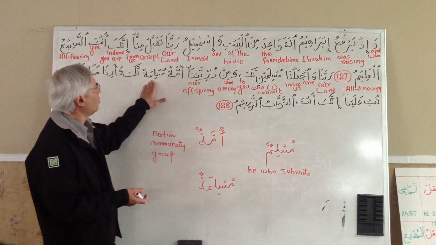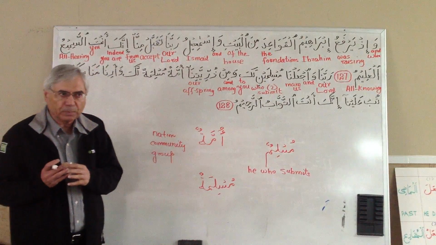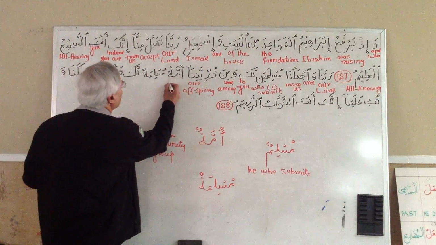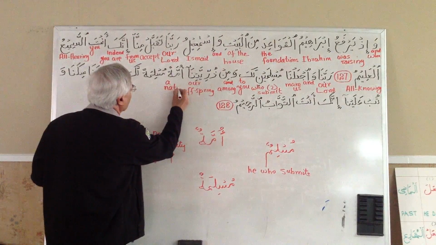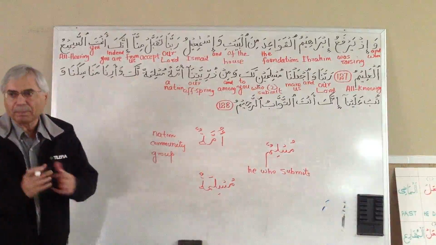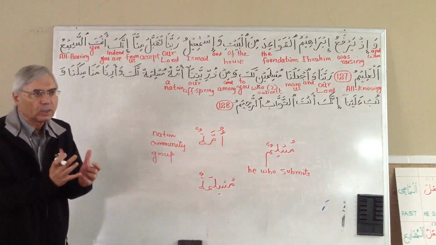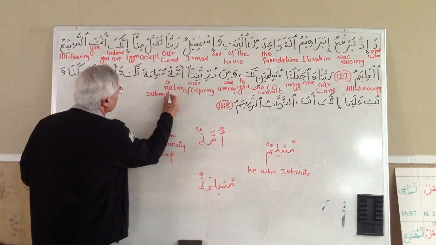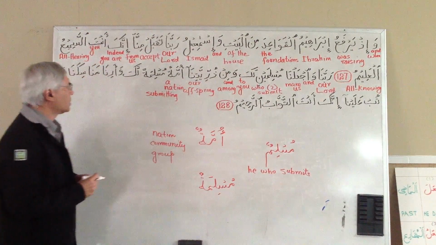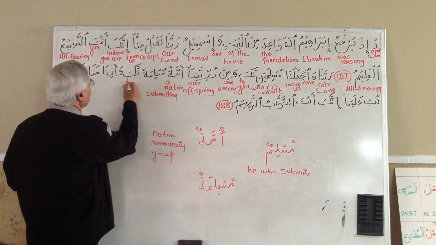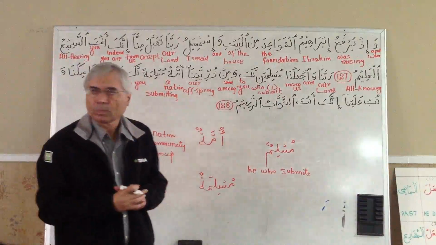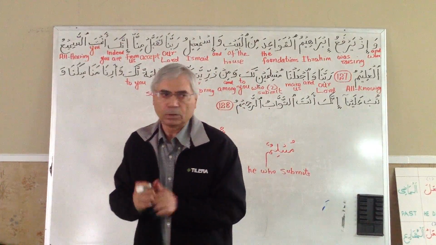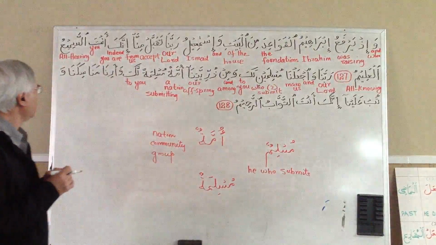Muslimatun is feminine gender, which means the whole nation submits. Ummatun muslimatun: make our offspring a nation who will submit. Make us a nation or a group of people or a community who will submit to you. Laka means to you.